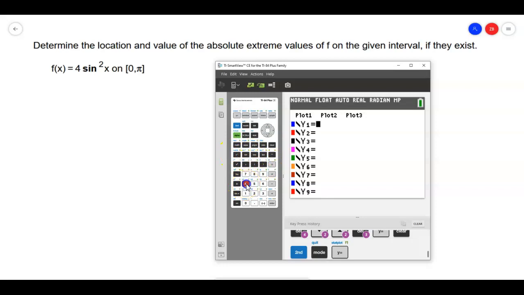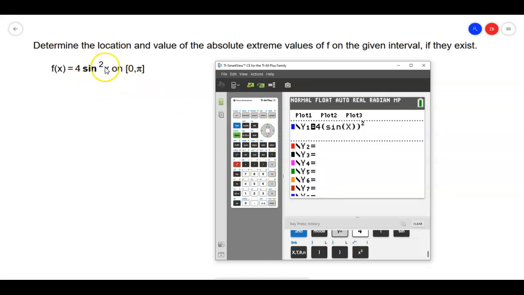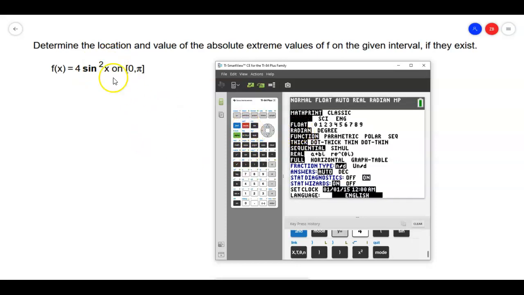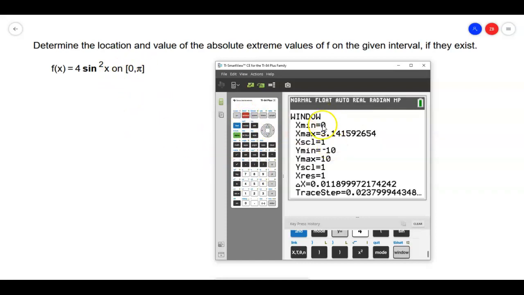So I'll do 4 and in parentheses, sine of x, and then squared. And this means the same thing as that right there. Make sure that your mode is in radians, or this is not going to work. Go to your window. Make sure your x values go from 0 to pi. Your y values, I just left mine at -10 to 10. You might want to change that after looking at the graph if it doesn't fit.